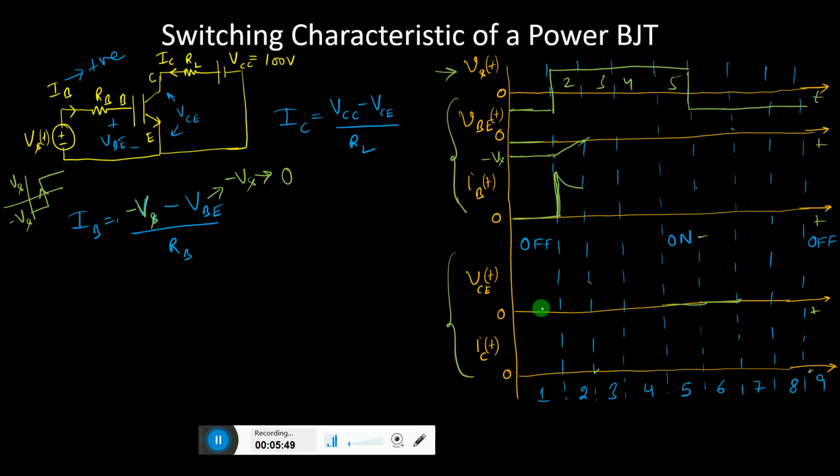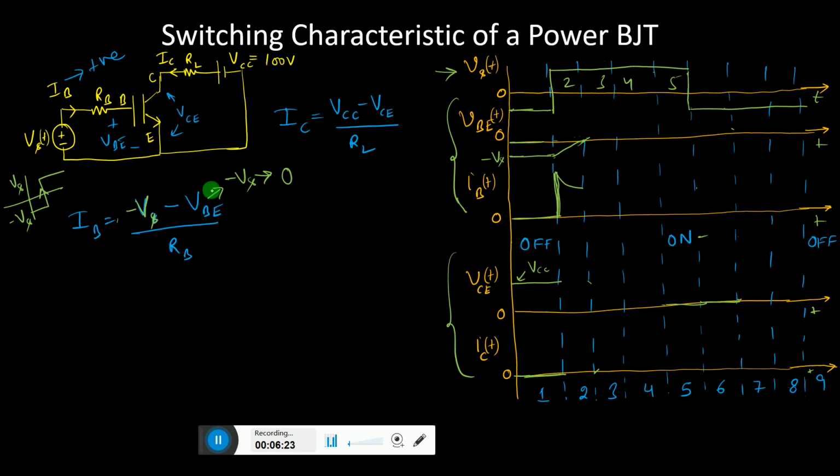Now what is the effect on the output side in stage 2 and stage 1? In stage 1, when it is off, obviously VCE is equal to VCC. That means these two voltages are the same, right? They will be equal, so x minus x is 0. So IC is 0, and VCE has the supply voltage value, that is VCC. So these two values are the same.